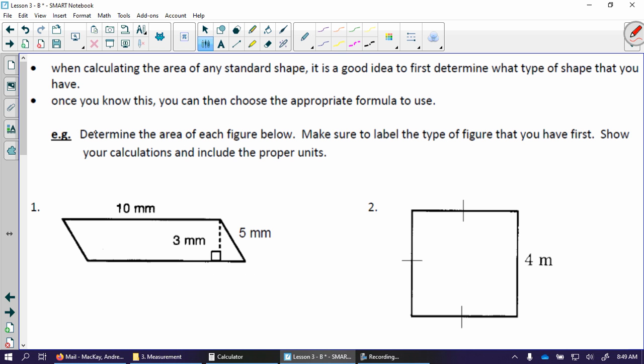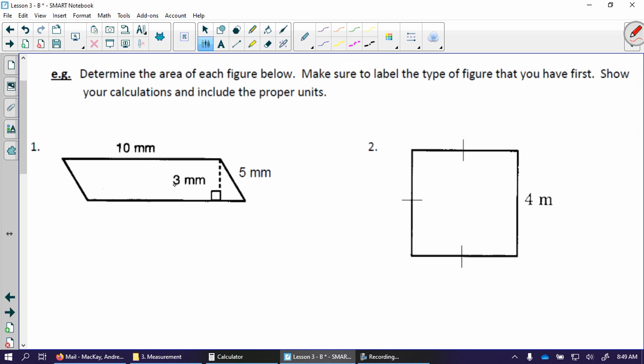So what shape do we have here? Well, we have a parallelogram. So the formula from the other page, area of a parallelogram, is the base times the height. Well, which is the base? The base is going to be 10 millimeters.